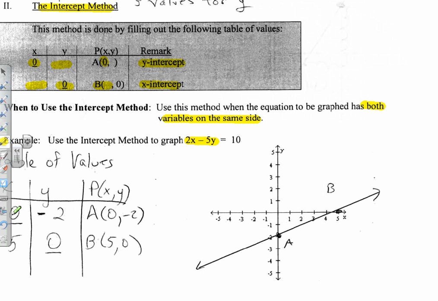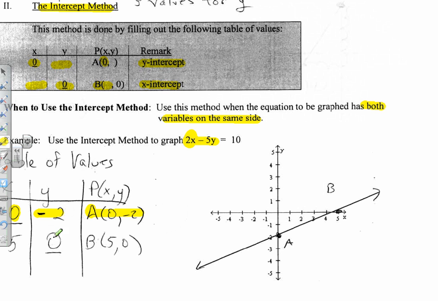Like we said, we start off by choosing 0 for x. When I put 0 in for x here, notice that it cancels out this first term, and I get negative 5y equals 10. Divide both sides by negative 5, and I get that y equals negative 2. Notice where I placed that answer, right next to the 0 in the table. So the y-intercept ends up being the point 0 comma negative 2, which I labeled A.